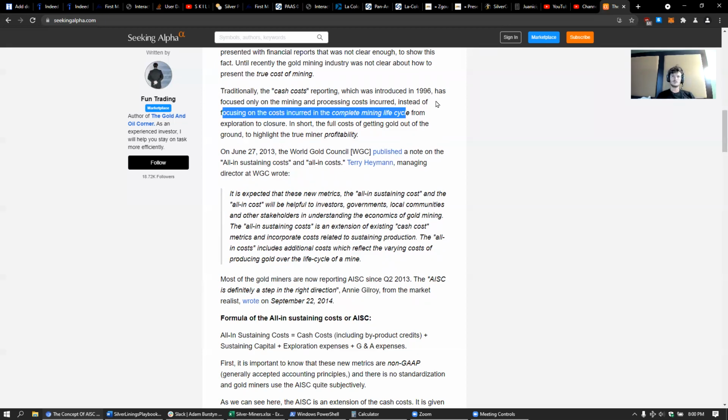Okay. So we could really mess with these financial metrics and make the mine look more profitable than it is. By using the AISC, we're showing the cost for the life of the mine. Okay. In short, the full cost of getting gold or silver out of the ground.